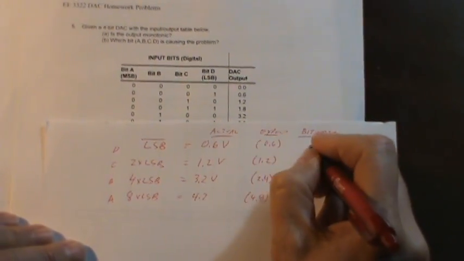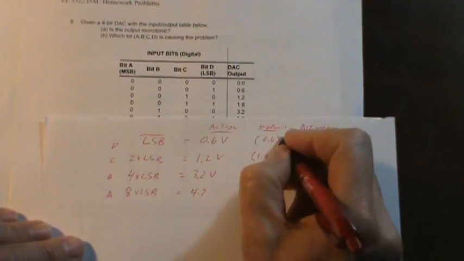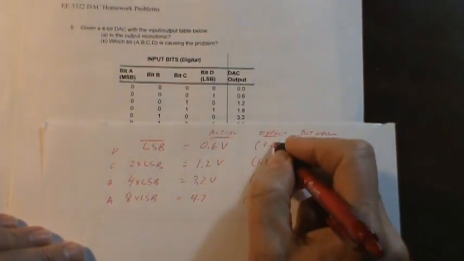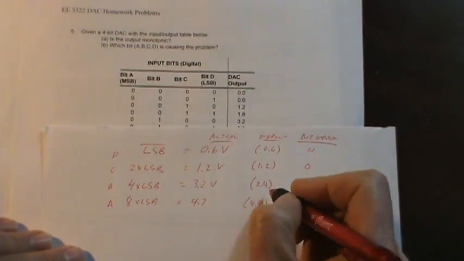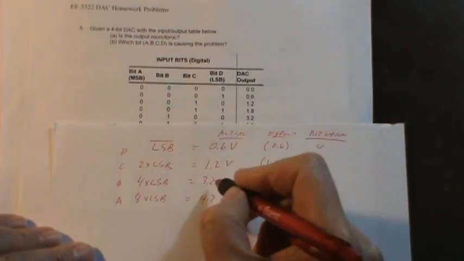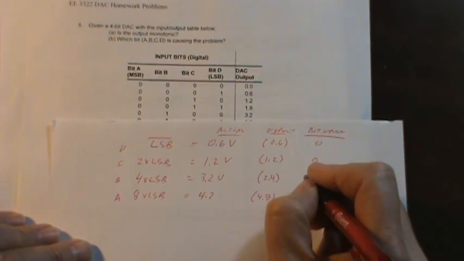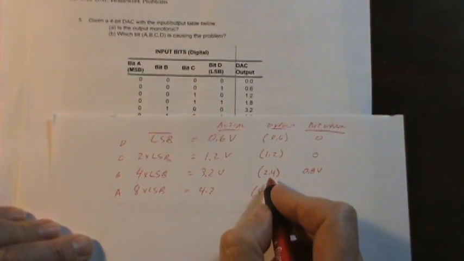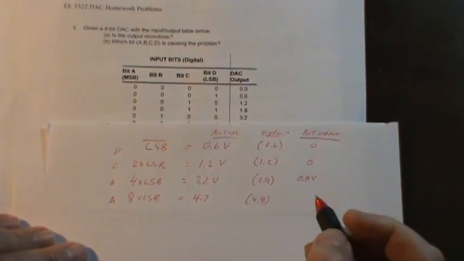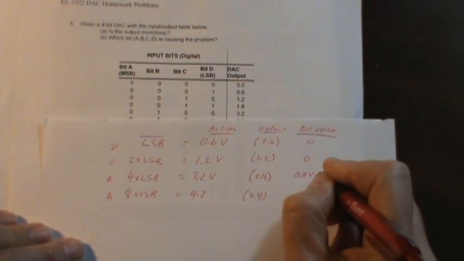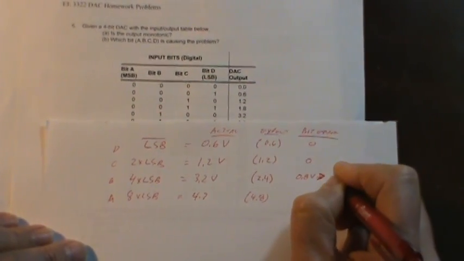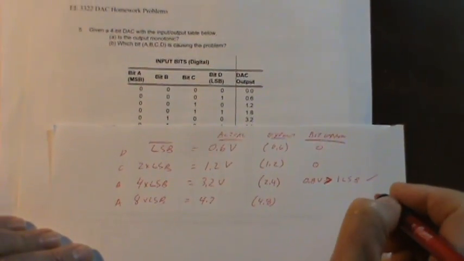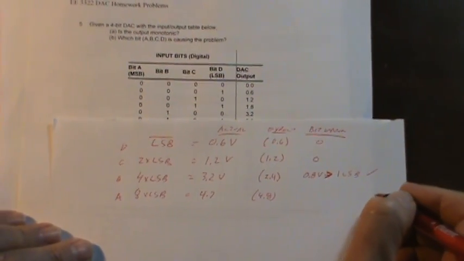So my bit error in this case looks like it's going to be 0 because I'm basing everything around my LSB. And I got 0 for this because that's exactly twice that. And now this one I'm expecting 2.4, but I get 3.2, so my bit error is 0.8 volts, the difference between what I expect and what I've got. And that is also greater than 1 LSB. And that is the test for whether we are going to be non-monotonic or not.